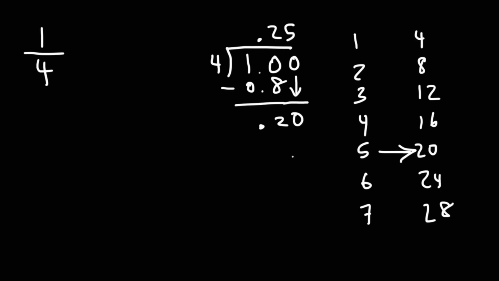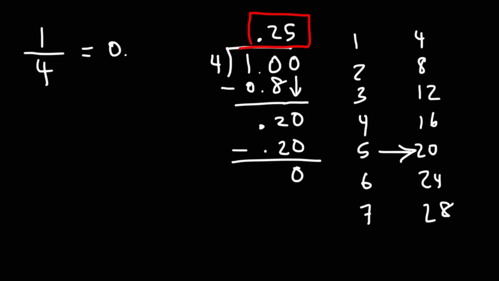So we could put the 5 here, and this will be 0.20. And we have a remainder of 0, and the quotient is our answer, which is this, 0.25. So 1/4 as a decimal is equal to 0.25. So that's how you can convert a fraction to a decimal.